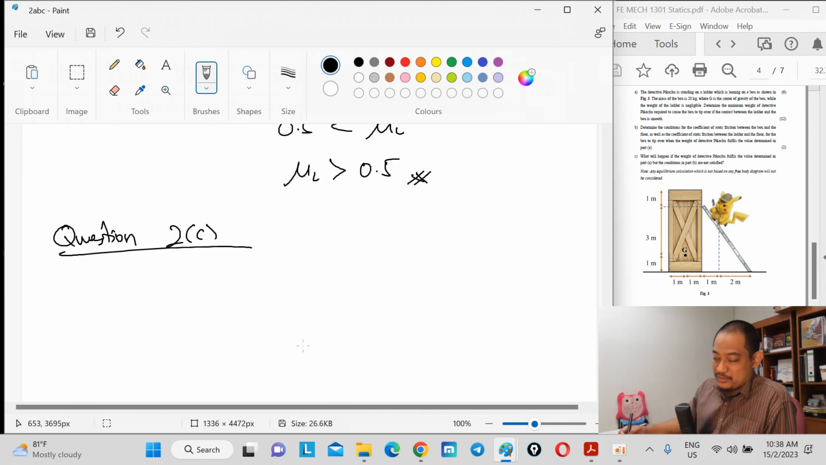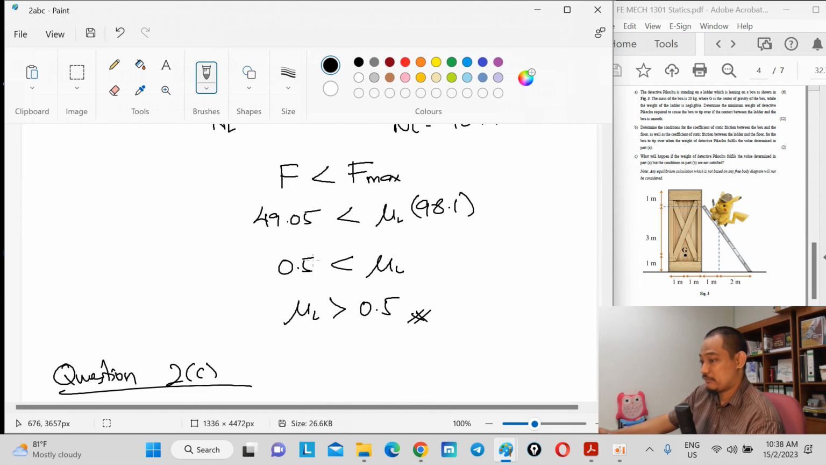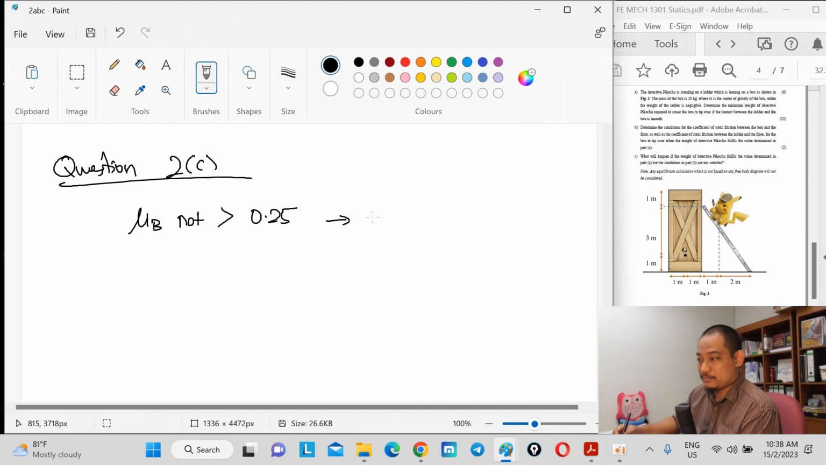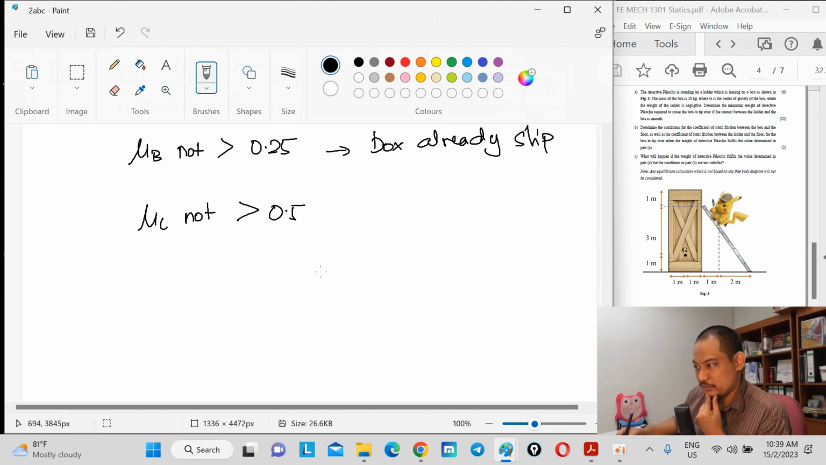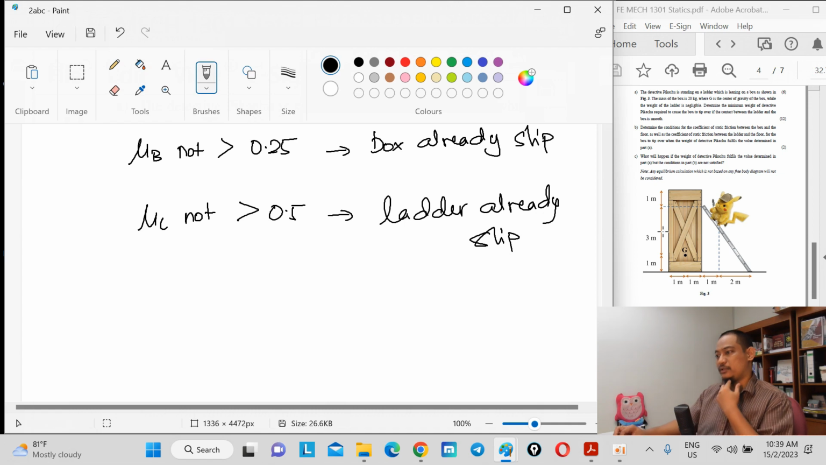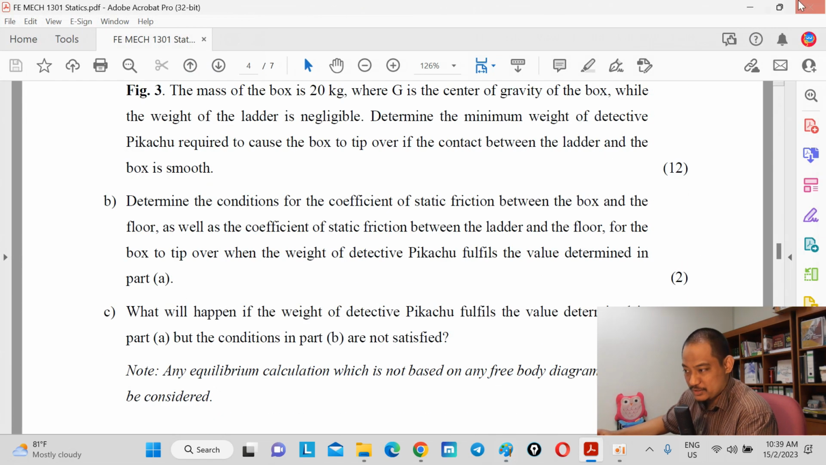So when the weight is big enough, but let's say mu_B is not bigger than 0.25, then actually the box already slips, because the maximum friction at the bottom of the box is less than what is needed for the box to topple. Okay, but if mu_L is not bigger than 0.5, then the ladder already slips. So for this question, we do not know exactly what will happen, because it just says the conditions in part B are not satisfied.